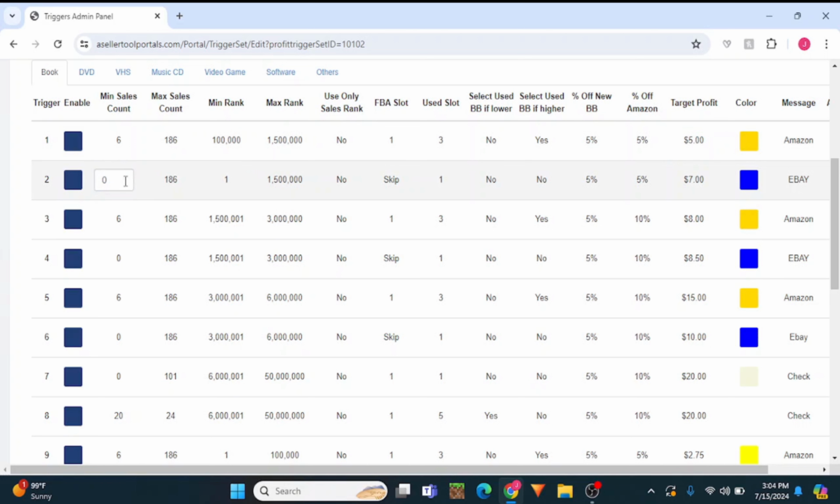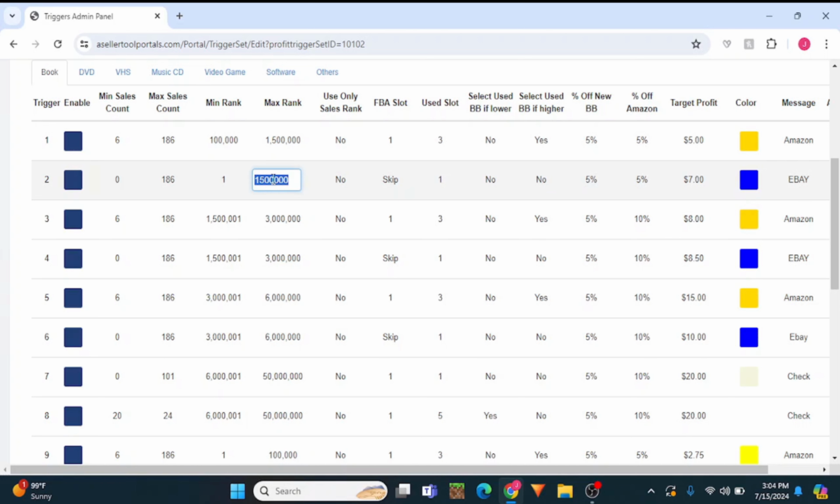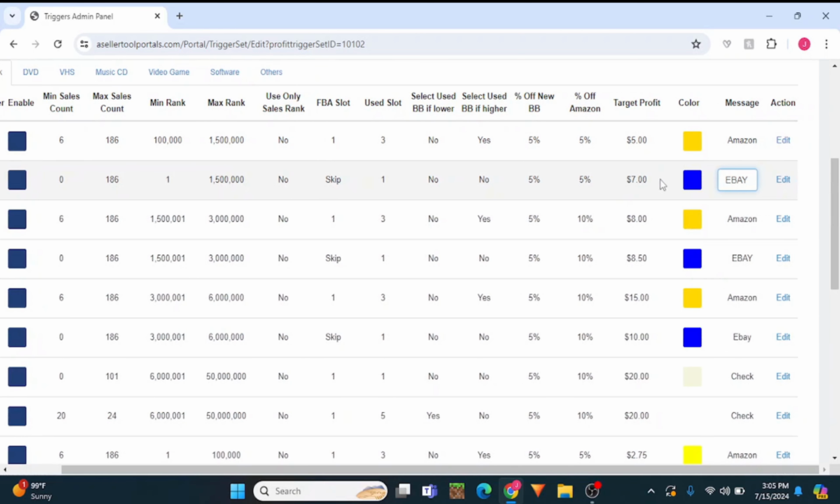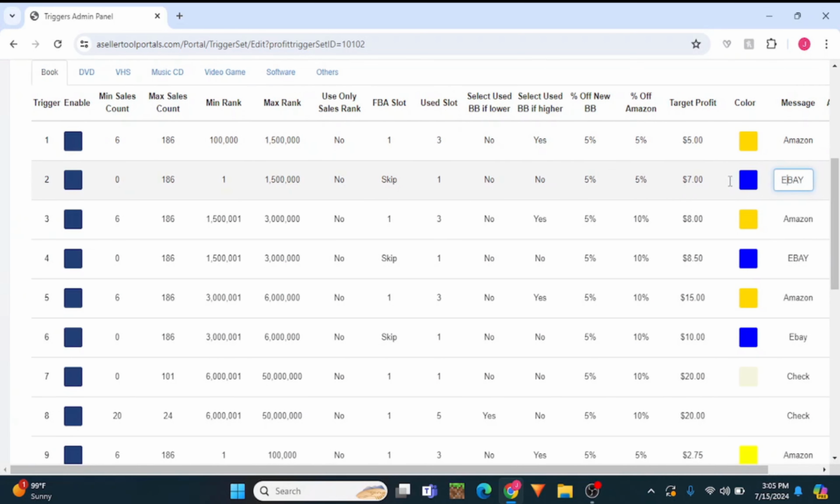Interestingly enough, I've got another one right below this that is very similar. This one has a minimum sell score of 0, so it might not have even sold in the last 6 months on Amazon. The rank is between 1 and 1.5 million, which you don't really run into very often. It has a target profit of $7. If it's like that, we are going to put that in our eBay pile. My eBay books, I am going to research them on eBay to make sure they're actually good, but these are going to get thrown into my eBay pile and looked up on eBay. Honestly, this trigger you could probably delete because I never find anything that fits it.